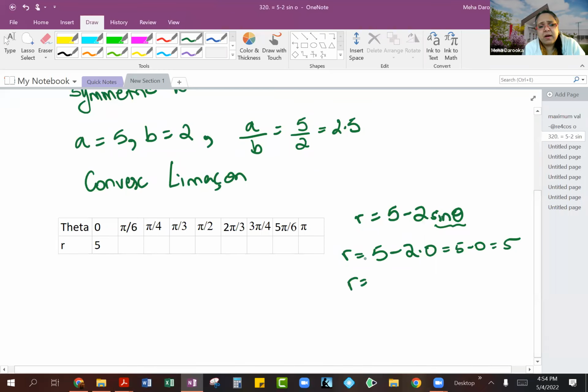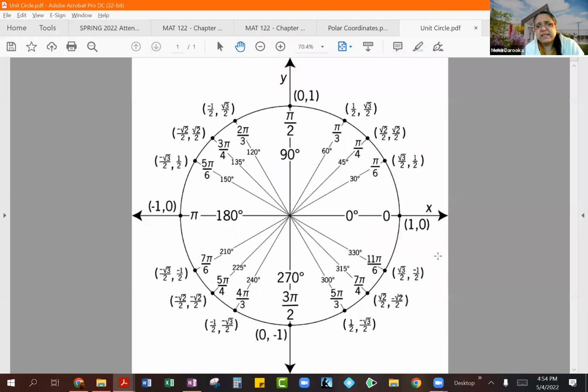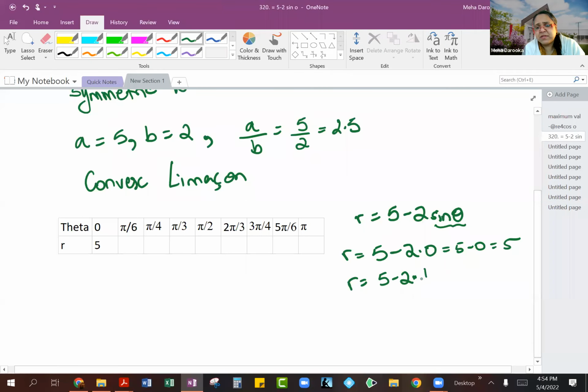Now for pi over 6, 5 minus 2 times... for pi over 6, you can see your sine value comes out to be 1/2. So this would be 1/2 over here. As you can see, the 2's will cancel each other out, leaving us behind with 5 minus 1, which of course then comes out to be 4. So that will be 4 over here.